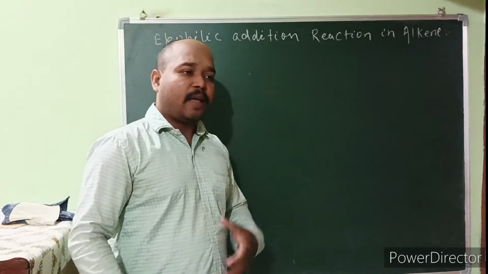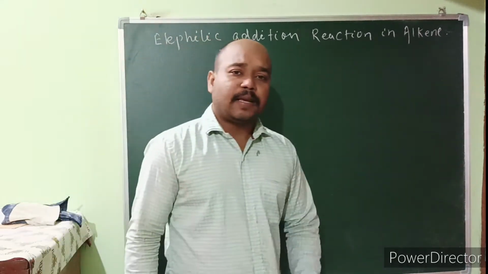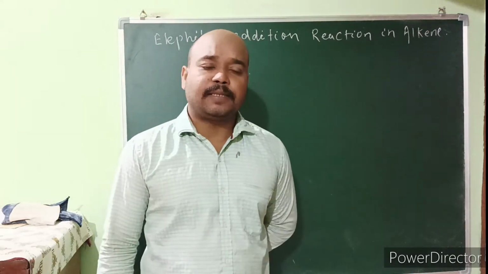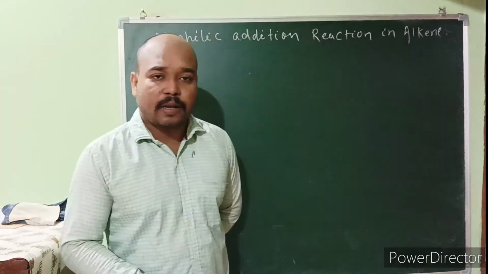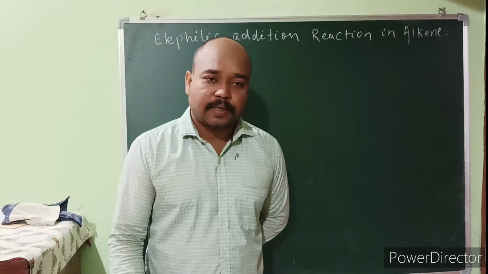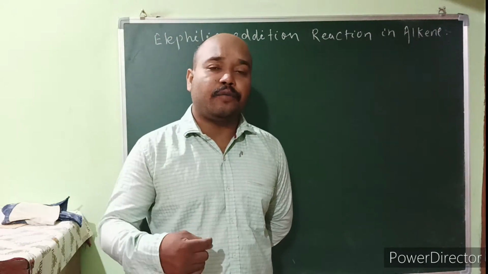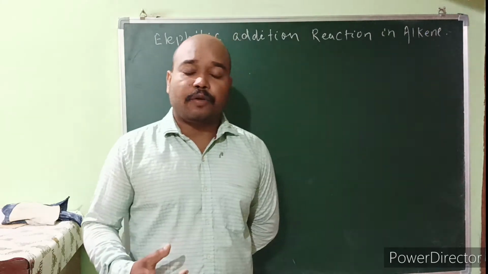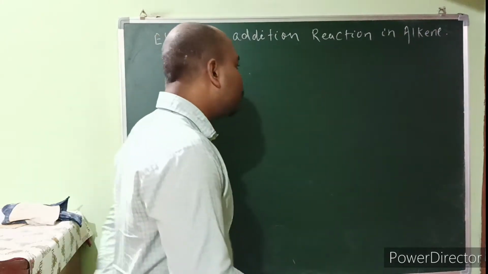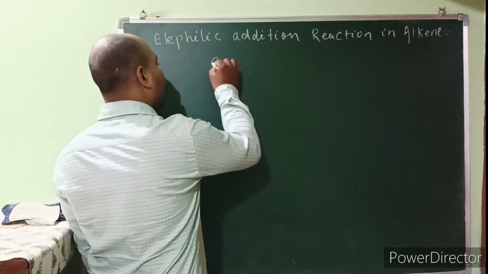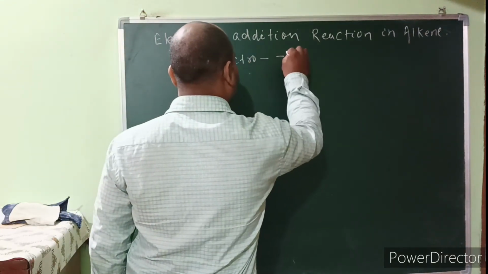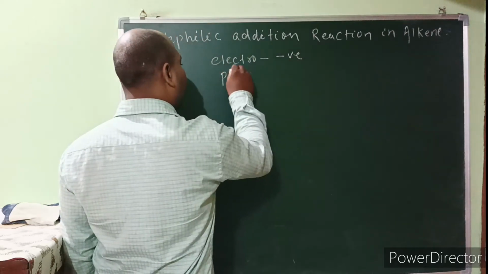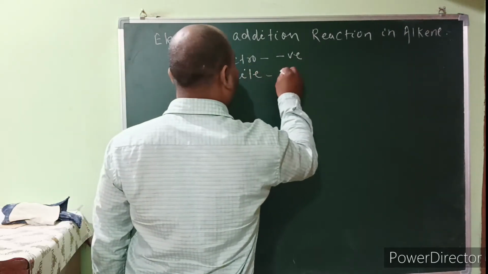We know that an electrophile means any substance or species that is electron deficient in nature. They are normally attracted towards areas of electron density. So normally, "electro" means negatively charged and "phile" means attracting.